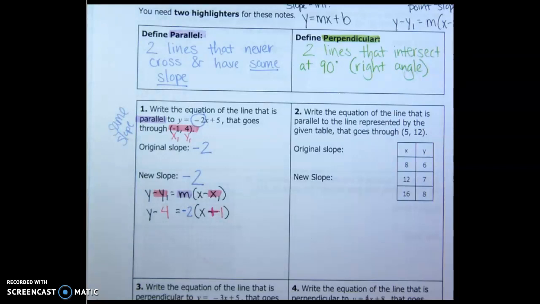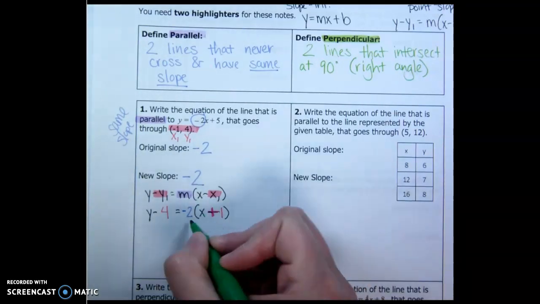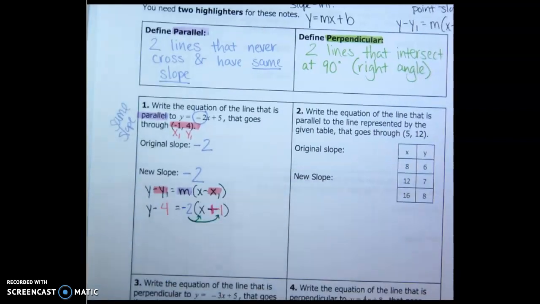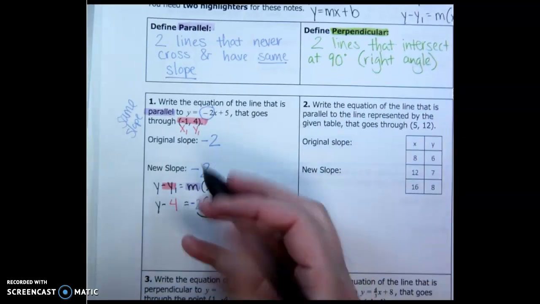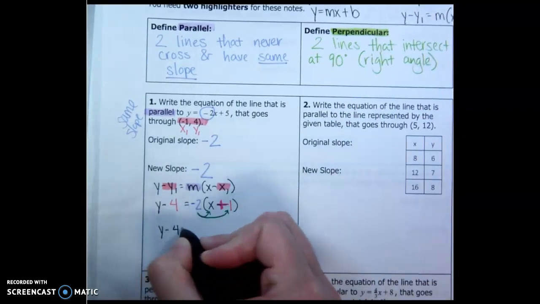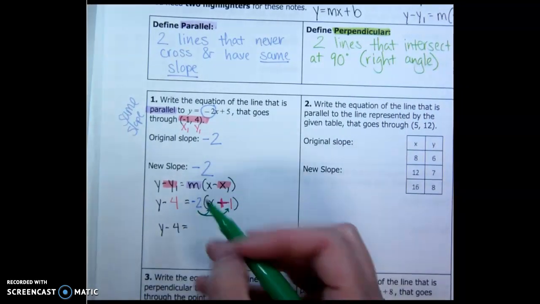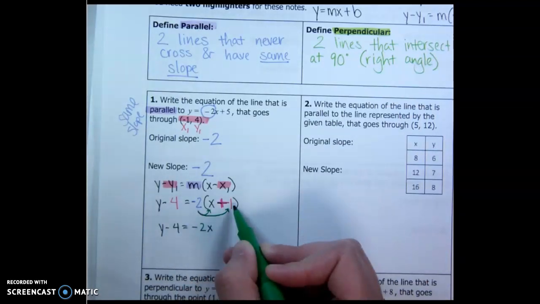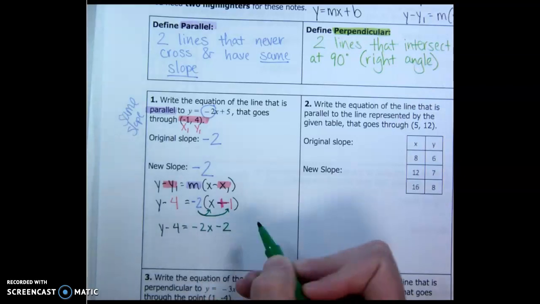Miss Smith, what does distribute mean? Good question. I'm going to use this dark green. We're going to multiply that and that. So Miss Smith does everything in its own line. y minus 4 equals negative 2 times x is negative 2x, and negative 2 times positive 1 is negative 2.